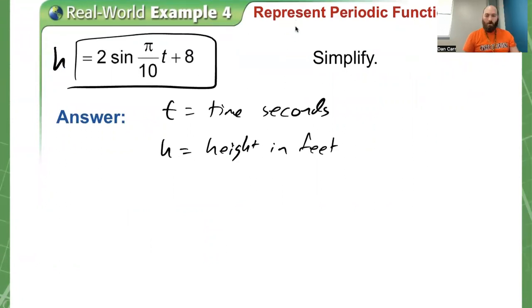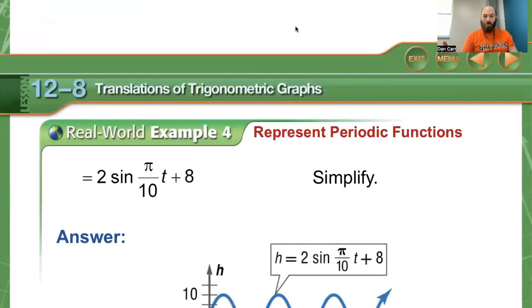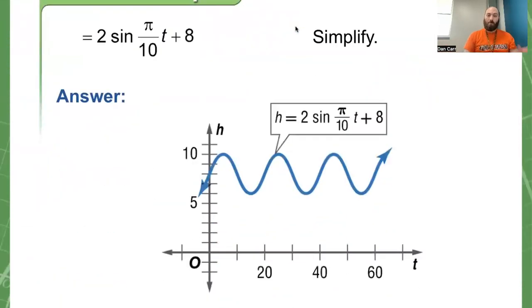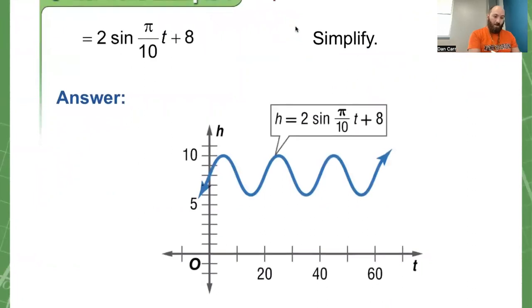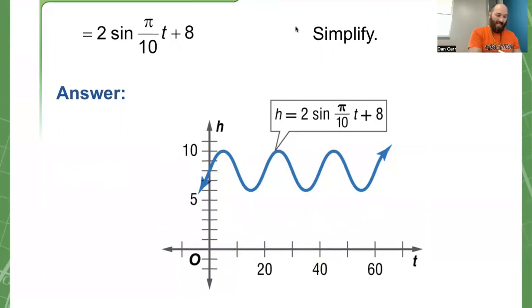Okay. And if you want to see a quick graph of that, this is what it looks like. So again, there's that vertical shift. A normal sine function would have just done this one right here. It would have looked more like this. Bottom line is we're shifting the whole thing up 8 units. Okay. And that is it for today.